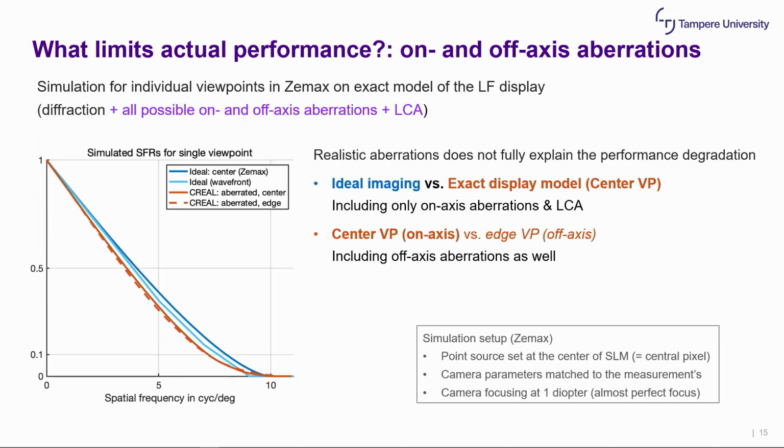Then we simulated responses for individual viewpoints in Zemax, so it is ray tracing based, to see how aberrations affect the responses. Because we have an exact Zemax model of our light field displays, ray tracing gives responses that include the effect of optical aberrations. But the result is as shown, indicating very little difference between the ideal model, the original model, and the model with aberrations. So we suspect this is because of the very small aperture size of the viewpoint, which lessens the effect of aberrations.